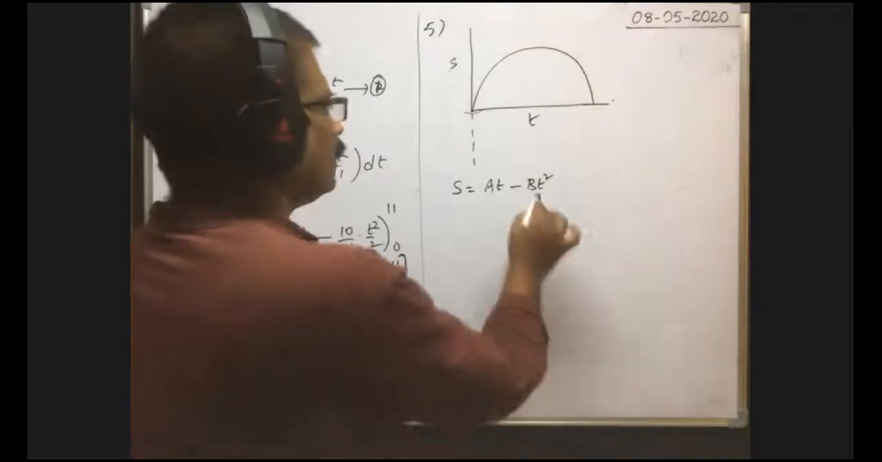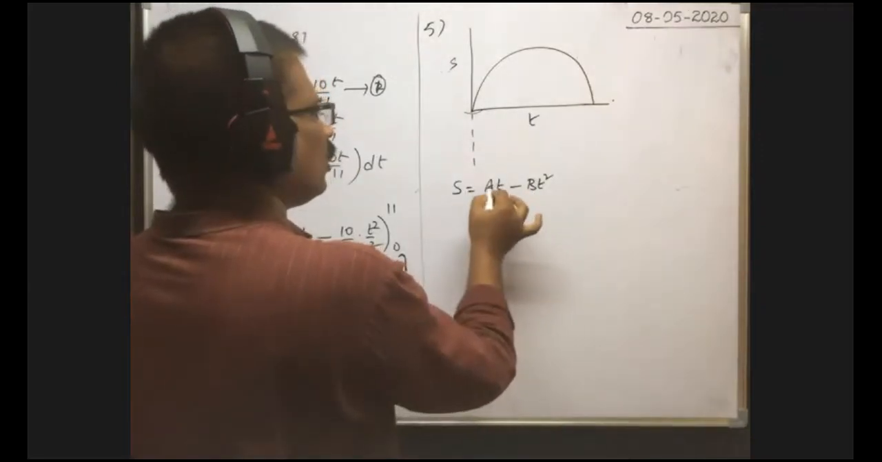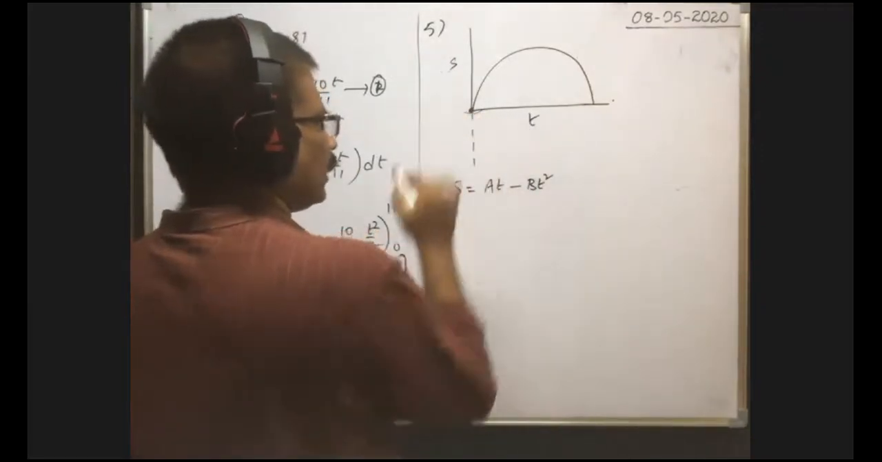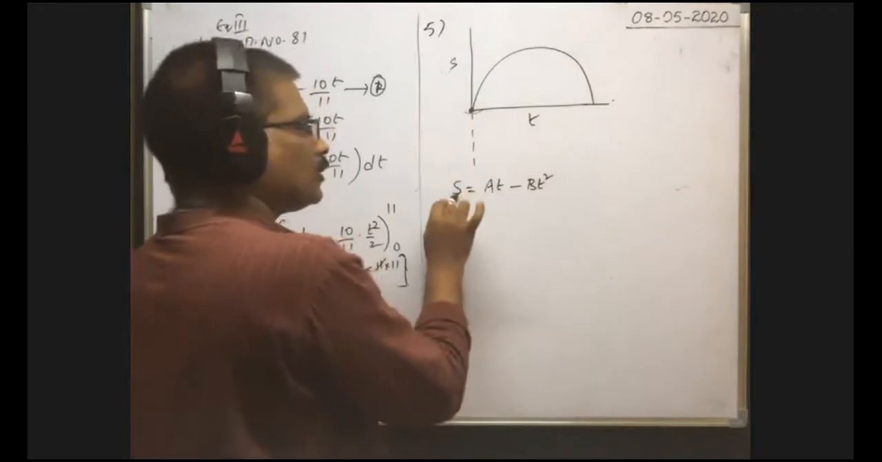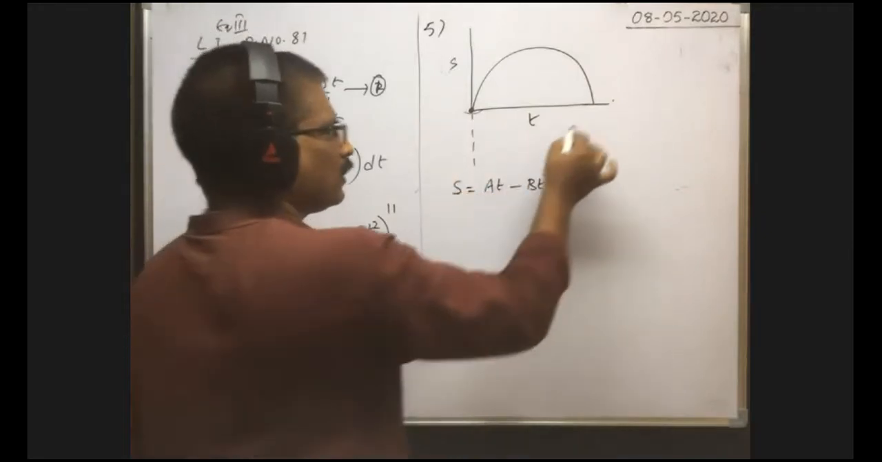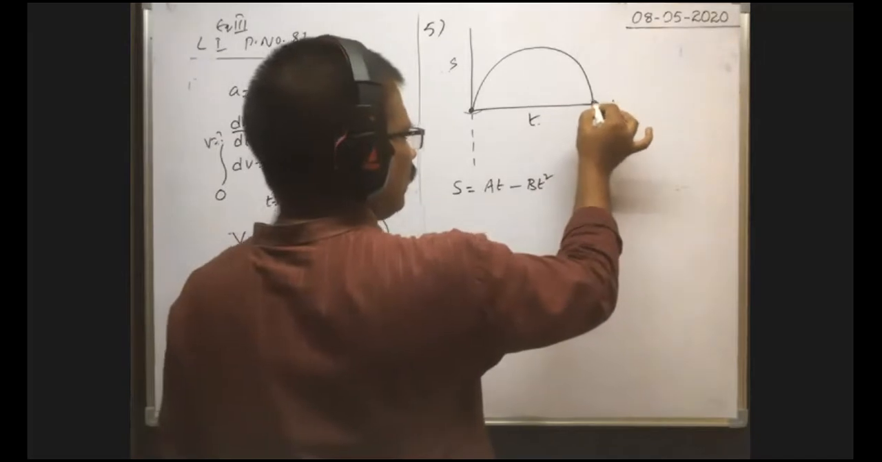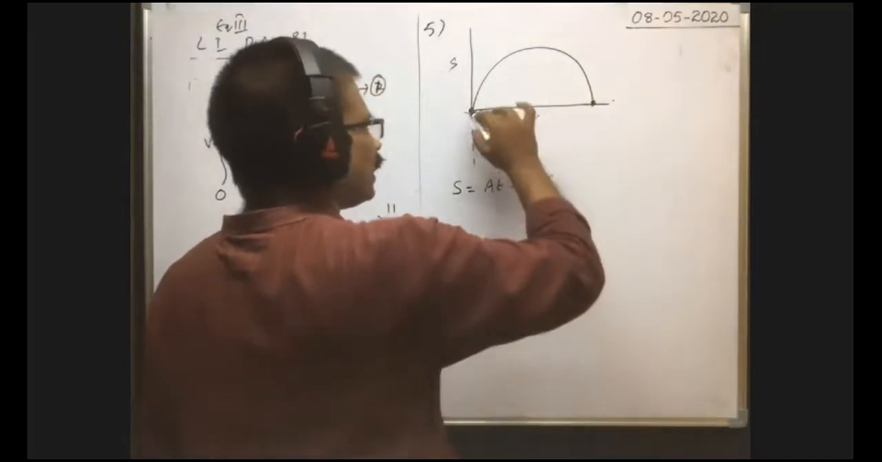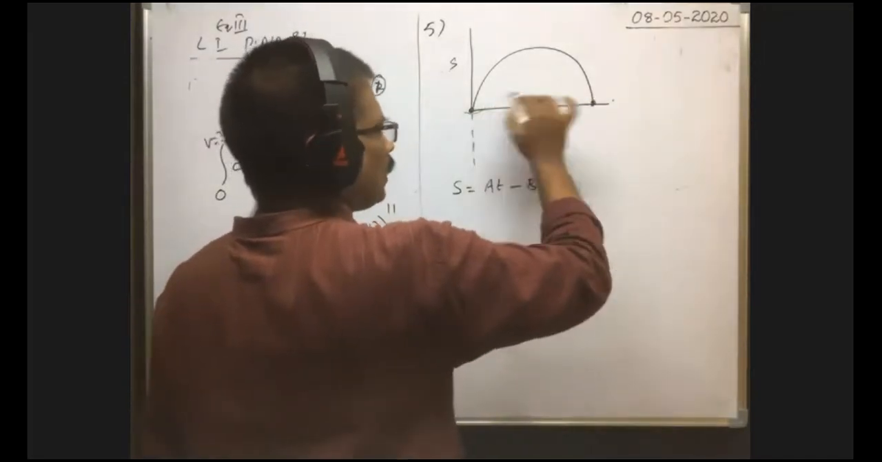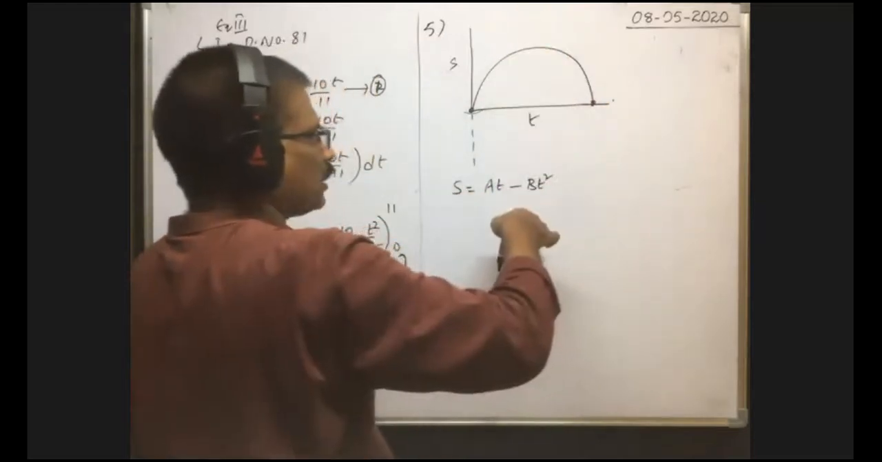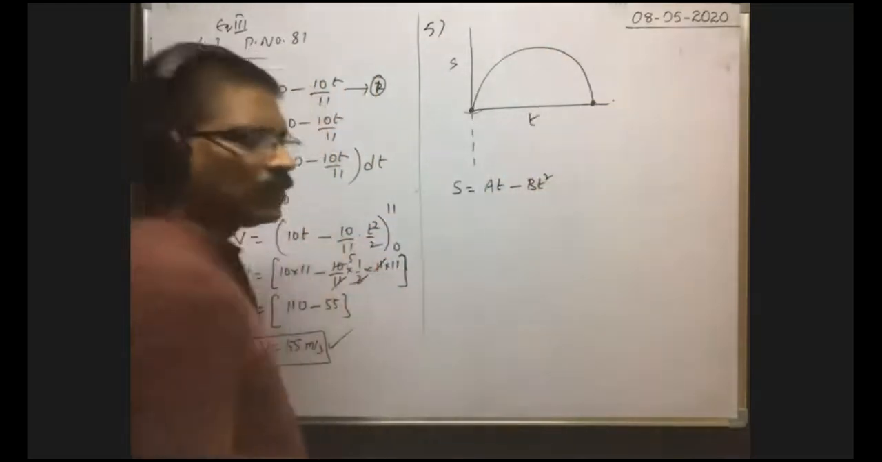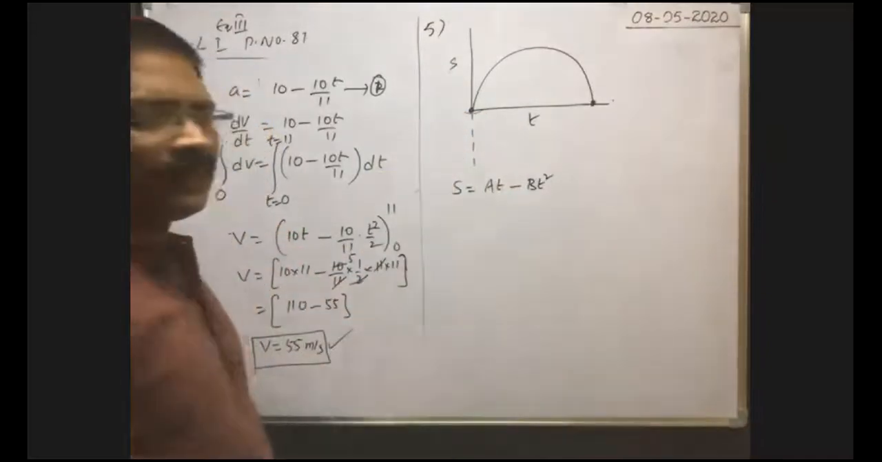At t equal to 0, s is equal to 0. That's why that point lies here. When s is equal to 0, t is equal to some positive value, so you get a point here. If you draw the parabola passing through these two points and open towards the negative displacement axis, you will get a graph like this.